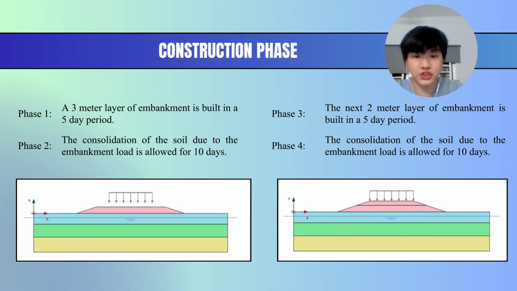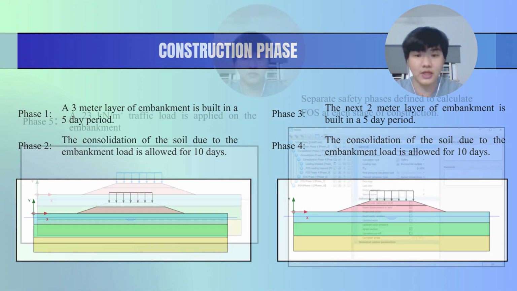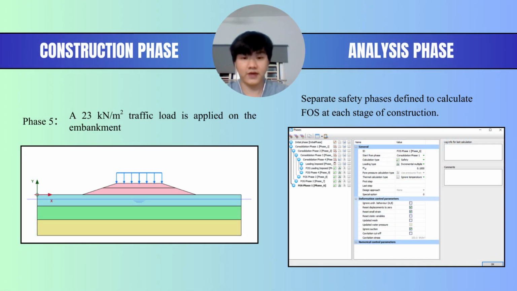We use staged construction for consolidation analysis and calculation. In phase 1, we build 3-meter layers of embankment in 5 days. Then in phase 2, we wait for 10 days to let the soil consolidate. We repeat this in phase 3 and 4 for the final 2 meters. This waiting time is key because it lets the soil get stronger before we add more weight. In the final step, phase 5, we add a traffic load of 23 kN per meter on top of the embankment to make sure the design is safe. We add a safety phase after every construction step. This phase calculates the factor of safety.